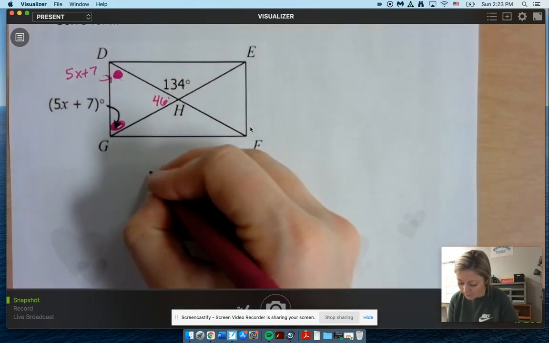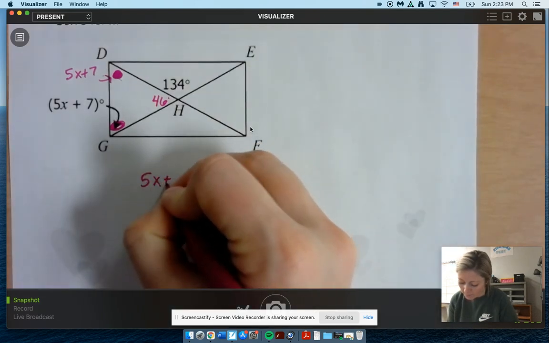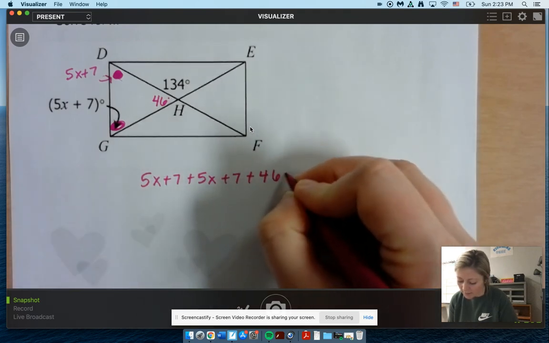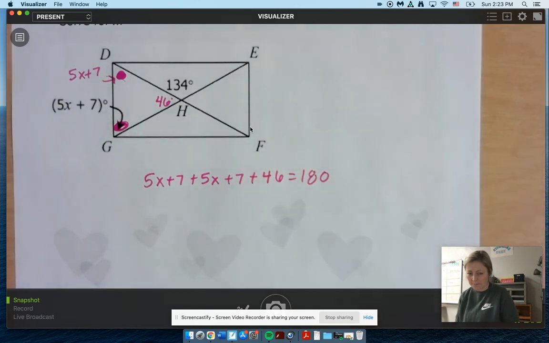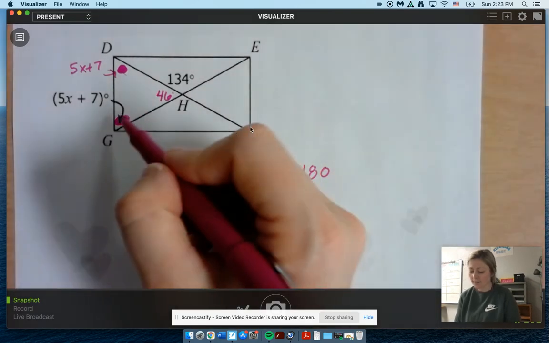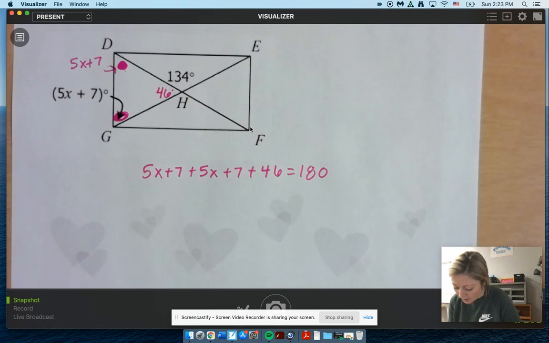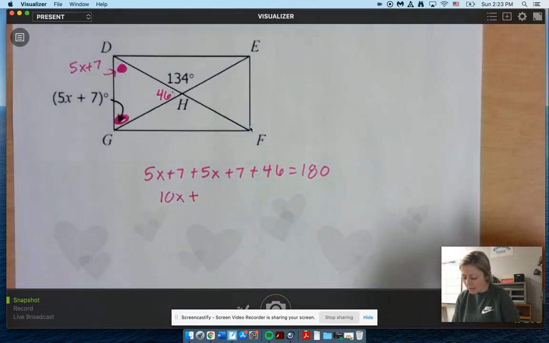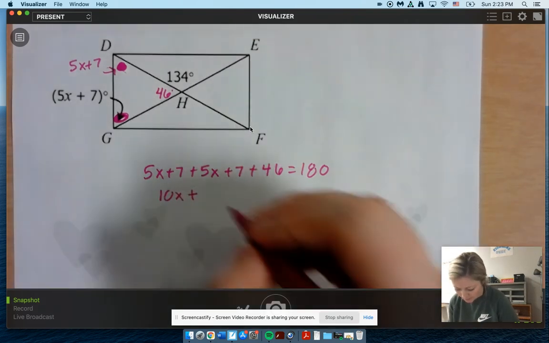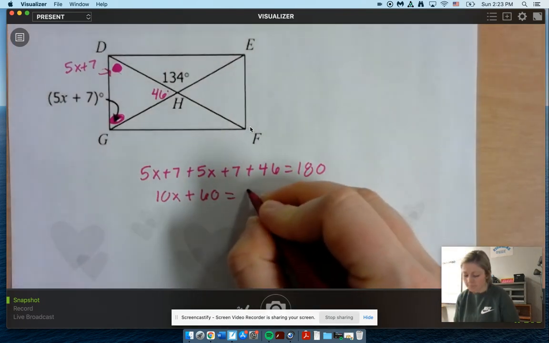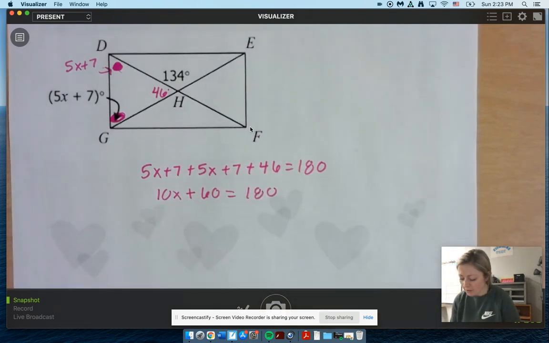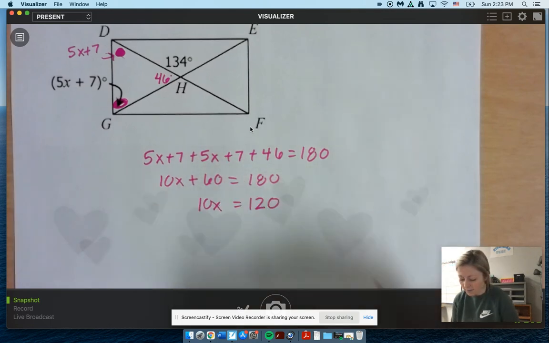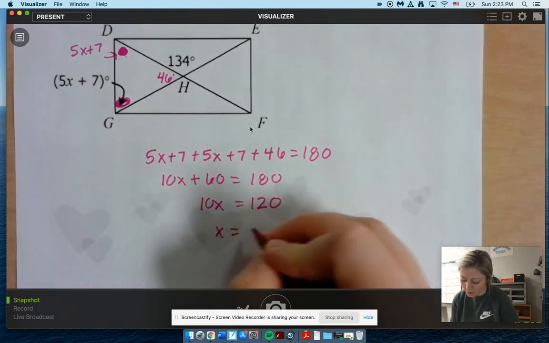So you can write a nice long equation. Again, there are shortcuts to this, but I'm just going to be thorough in case you don't see them right away. So again, all three of these angles have to add to 180. Add your like terms. 14 plus 60. Okay. Subtract over your 60. And lastly, divide out. You should get 12.